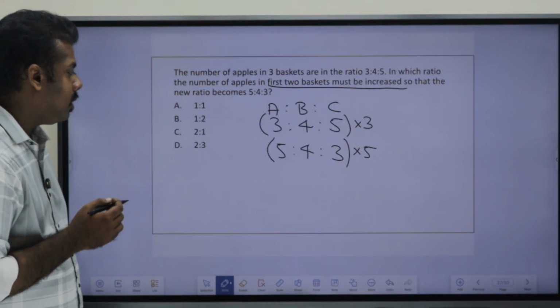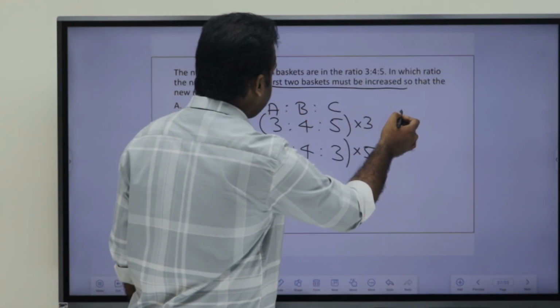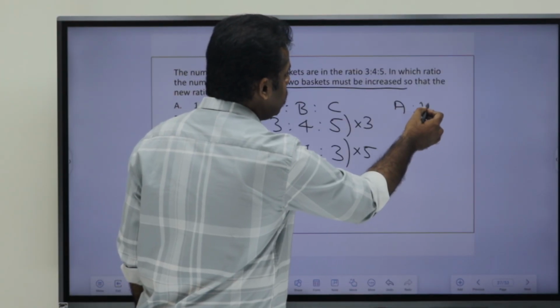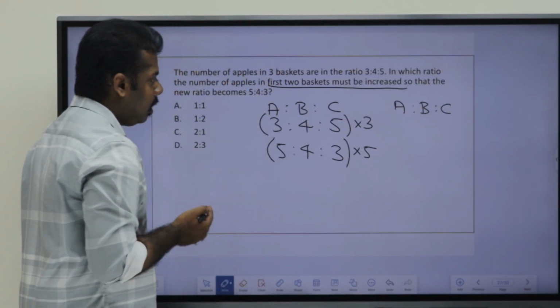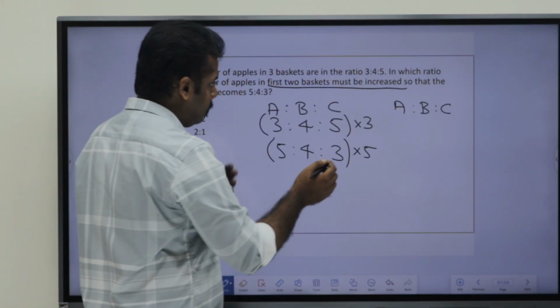Now, if you multiply the first ratio throughout by 3, what do you get? A:B:C becomes 9:12:15.